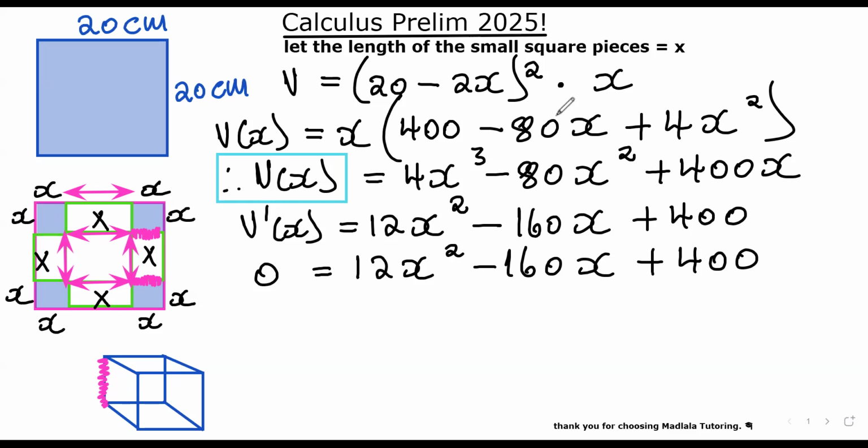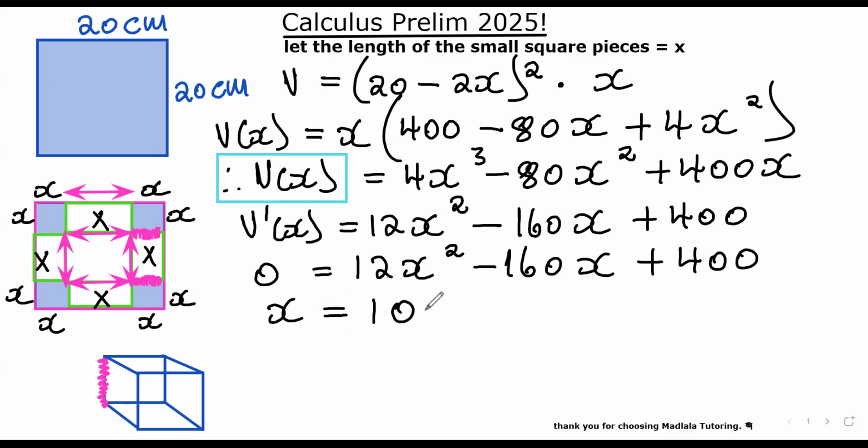So I go in and say negative, my b is negative 160 there. And then I say negative 160 squared inside of the square root, minus 4 times a, which is 12, times c, which is 400, and everything is divided by 2a.